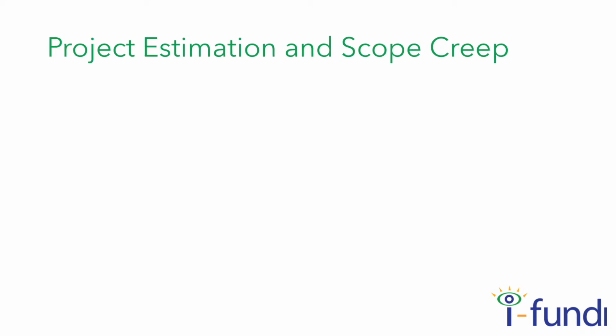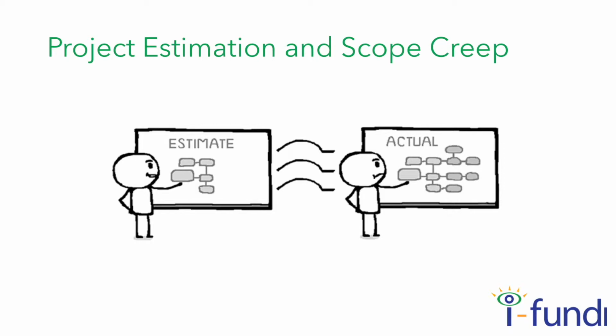The scope of a project must be very carefully monitored and controlled so that it does not change and grow. This is known as scope creep, and it is one of the biggest causes of project failure. Compare the estimates to the actual in the cartoon. See how the blocks increased in number. That is scope creep, and it costs money and takes time.